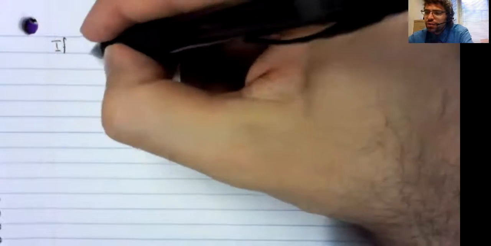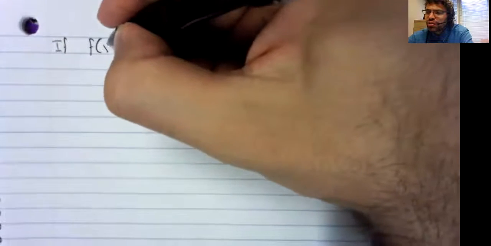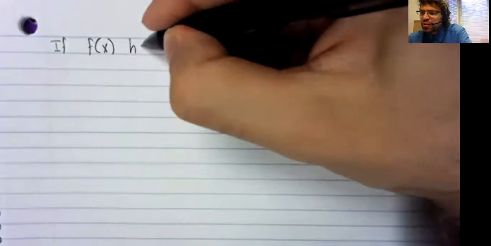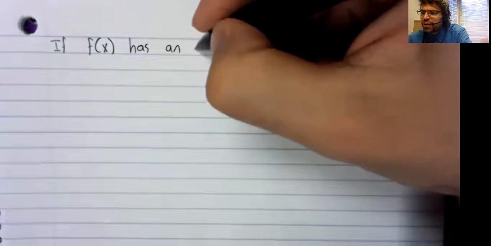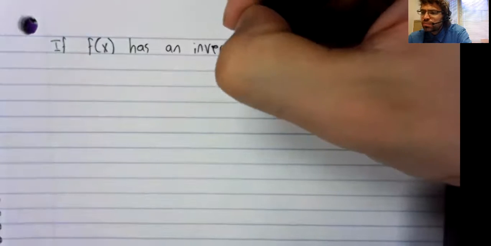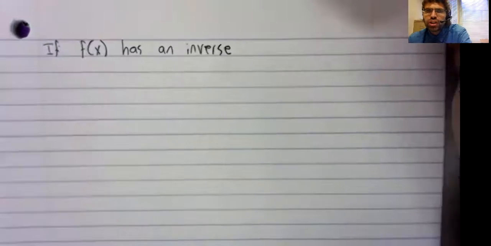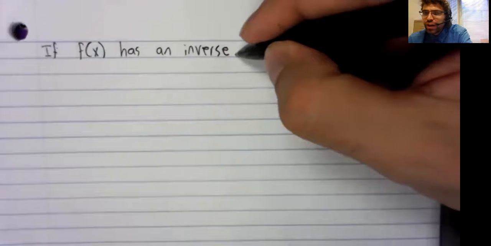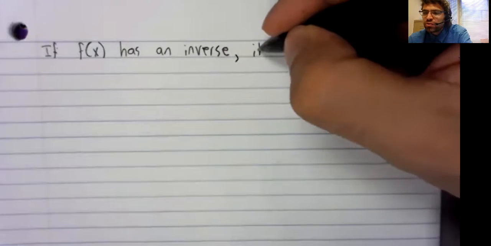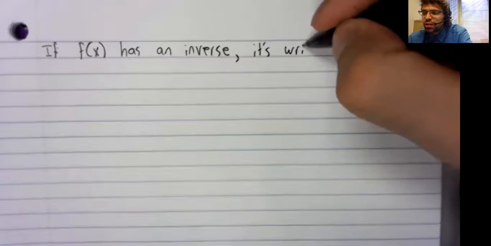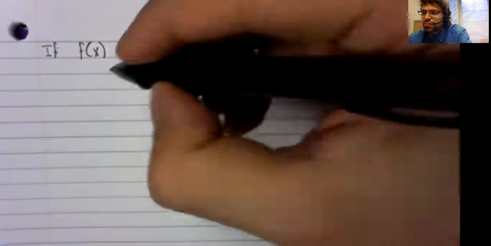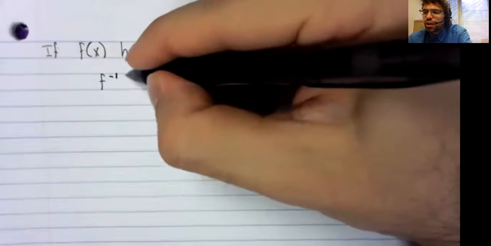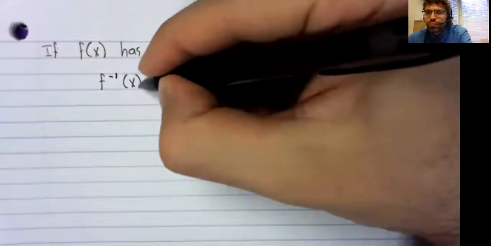If f of x has an inverse, and we'll see this is an if statement. Not every function does, but if f of x has an inverse, it's written as f with a -1 up here.